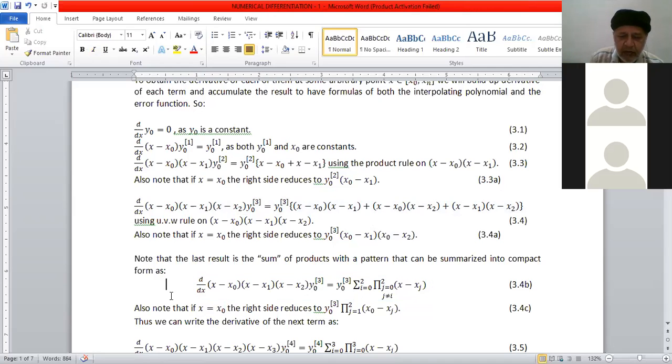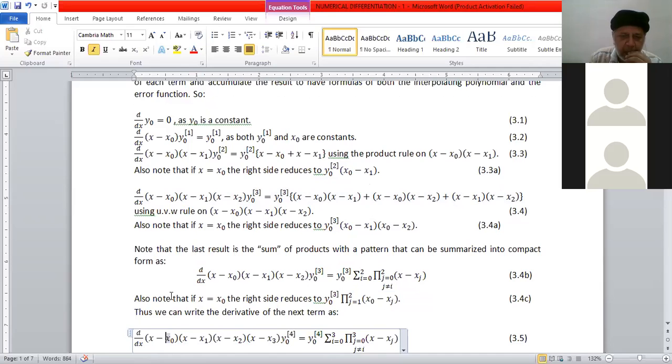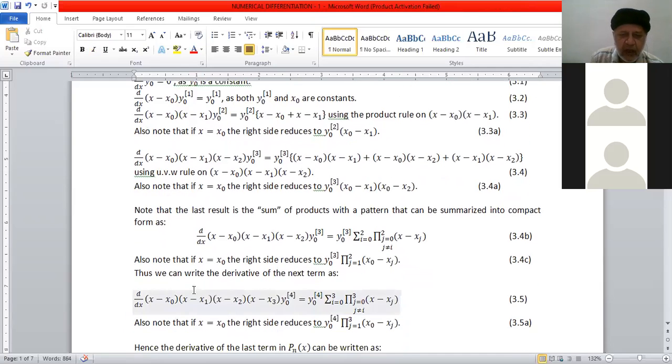This compact notation can be used to write down the fourth derivative, which if we write in the expanded form, will be very long. It will involve 4 terms added together, and each term will involve a product of three terms of this type, and every time in the product of 3 linear factors we will miss one of the indices, and so on and so forth.